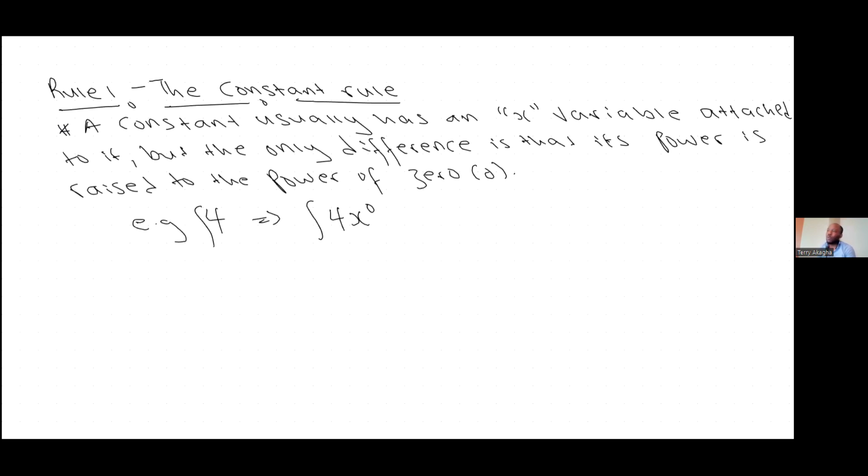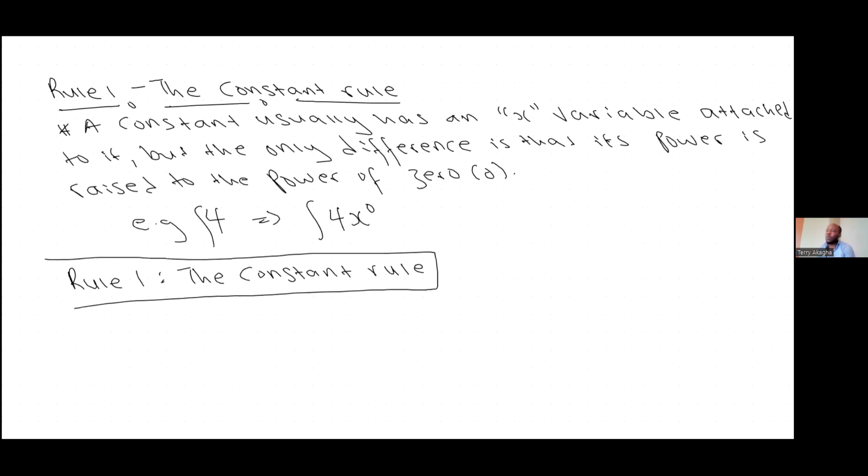So now let's talk about the rule. Okay, so let's talk about rule 1, the constant rule. What does that imply? Okay, so what it says is that when you integrate a constant, it will give you that constant, the variable plus c. Does that make sense? So when you integrate a constant, it will give you the constant in addition to a variable plus c.